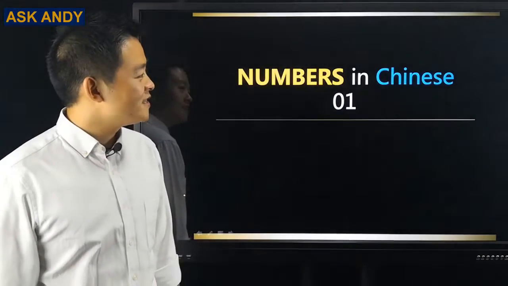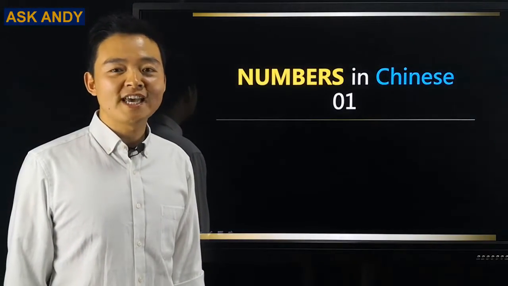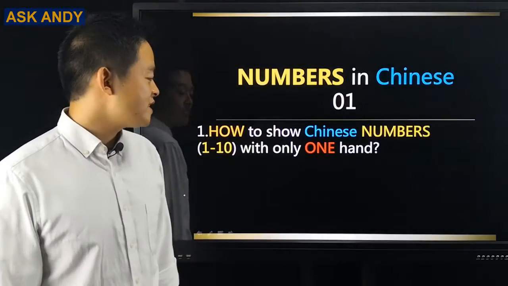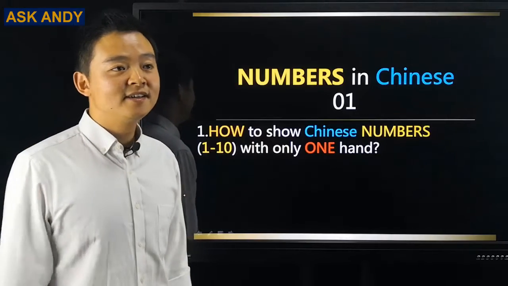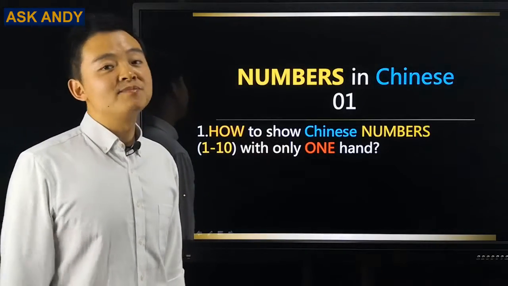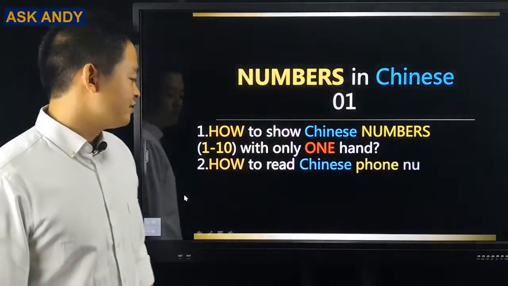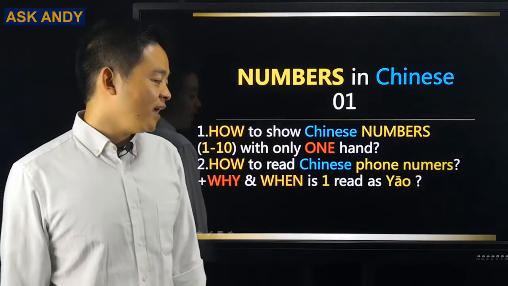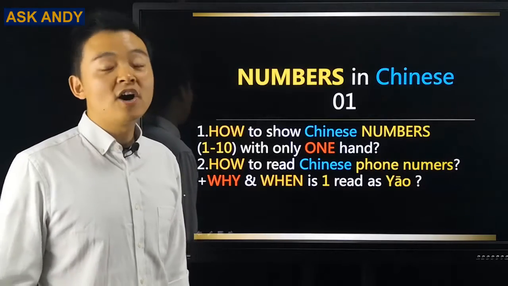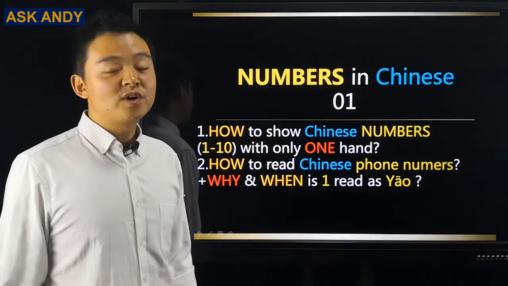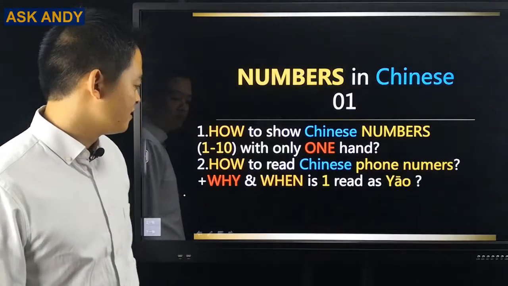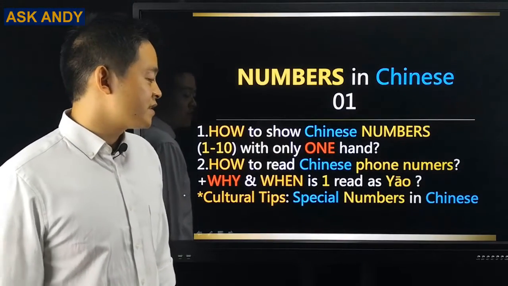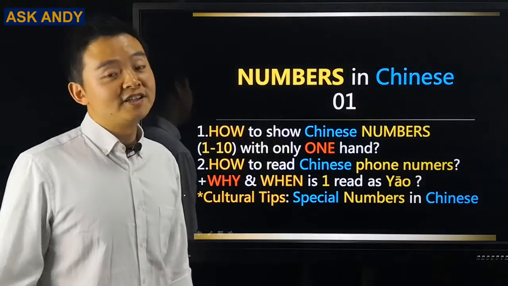In this video, our topic is Numbers in Chinese 01. I'm going to answer two questions. Question number 1. How to show Chinese numbers from 1 to 10 with only one hand? For sure, I'm going to teach you how to say them in Chinese. Question number 2. How to read Chinese phone numbers? Plus, why and when is number 1 read as yao? It's a really important question to answer, so keep on watching. In this video, I'm also going to let you know some cultural tips about special numbers in Chinese.